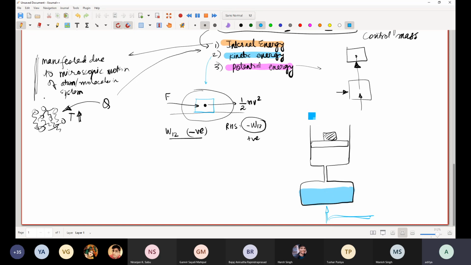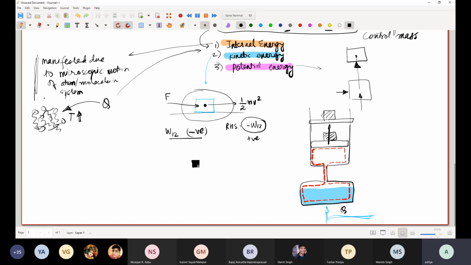So when you heat the system, if you consider this as the control mass, then what happens? Addition of heat causes the pressure to rise, and so this mass will effectively be lifted. So addition of heat is also tantamount to an increase in potential energy.